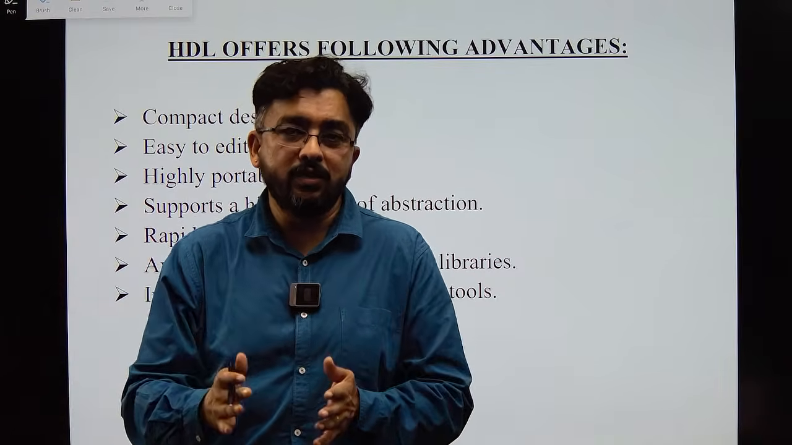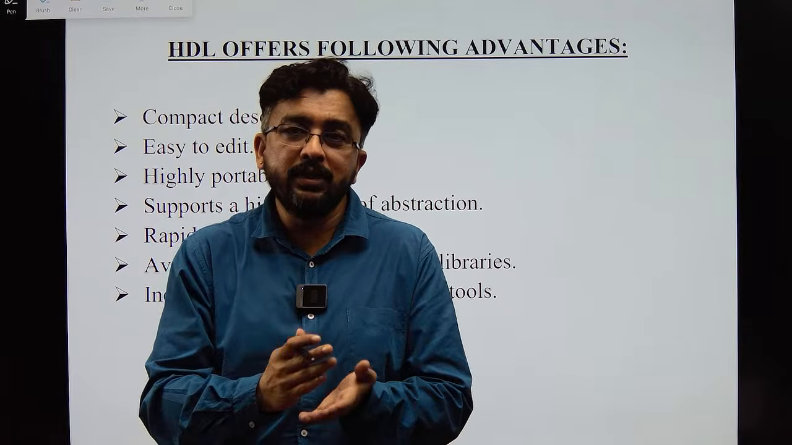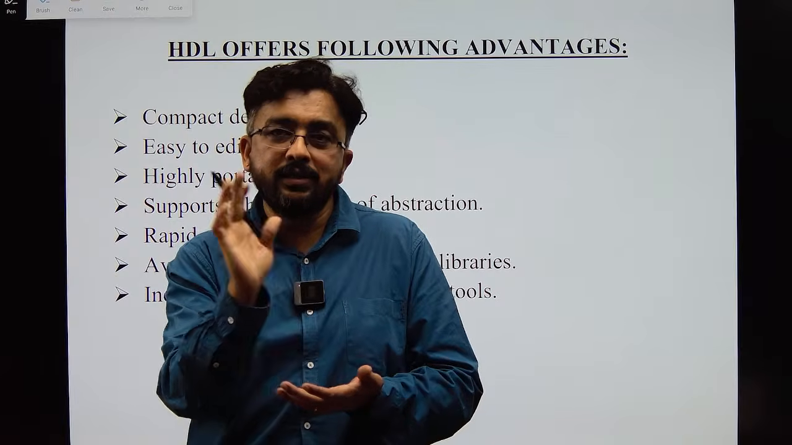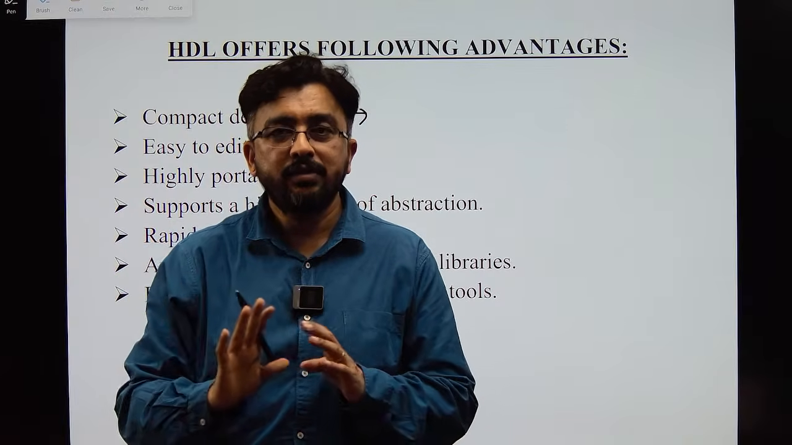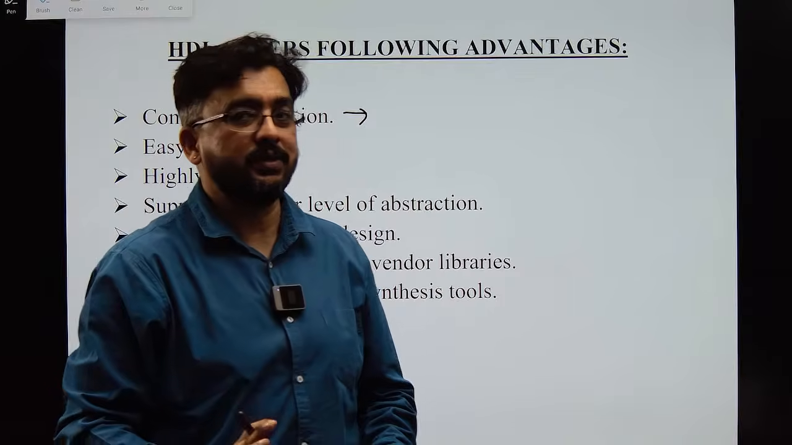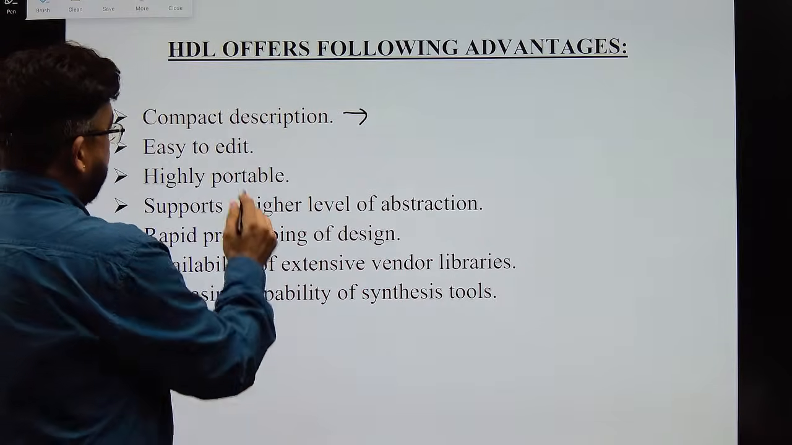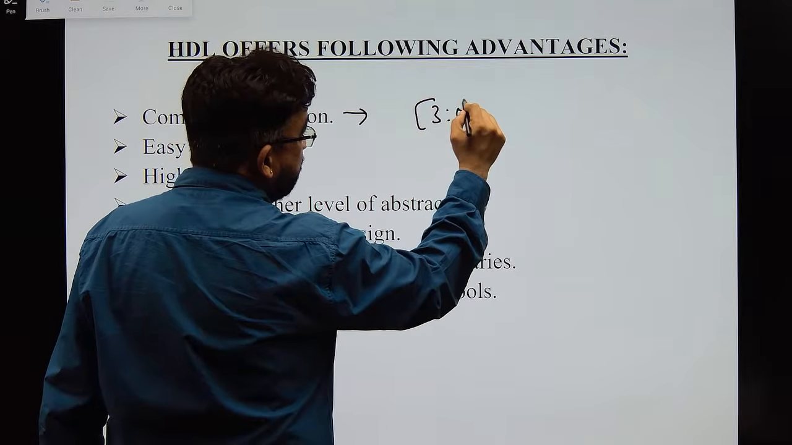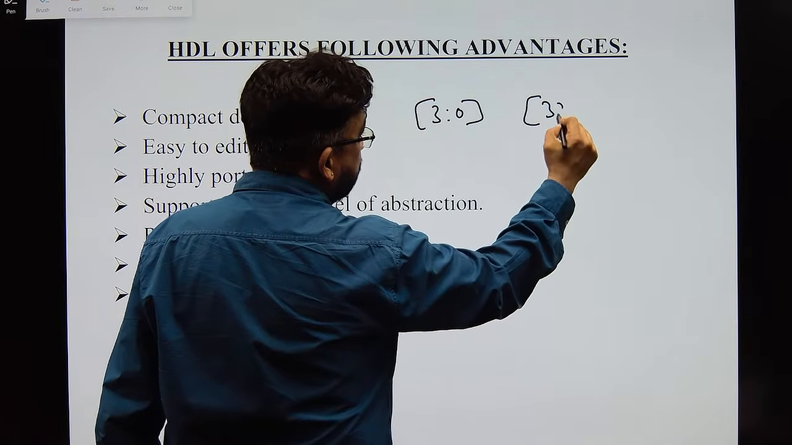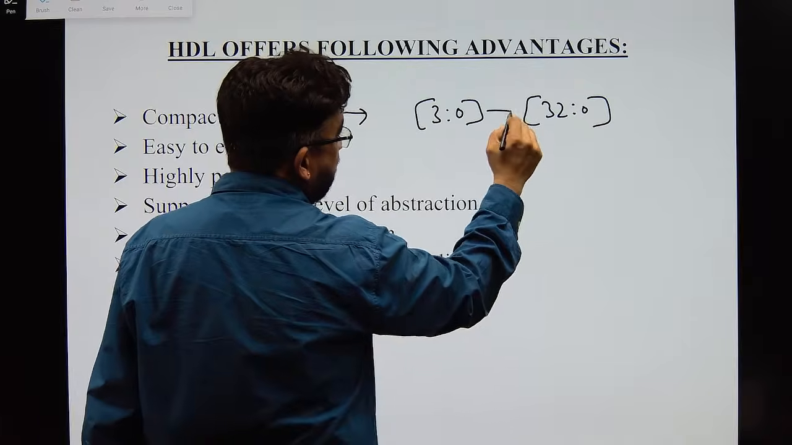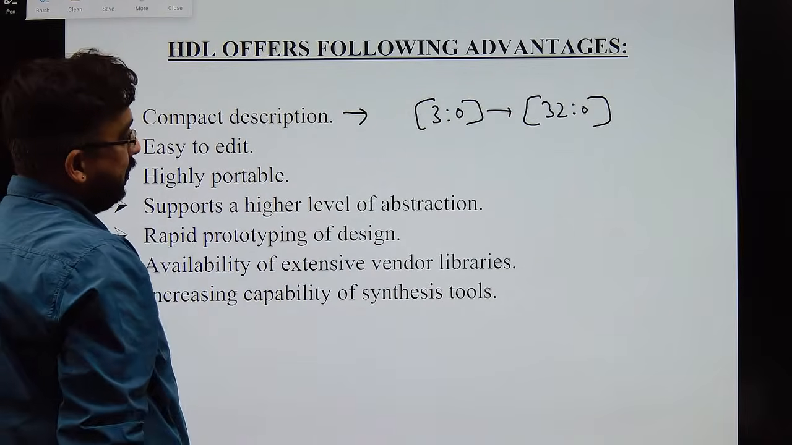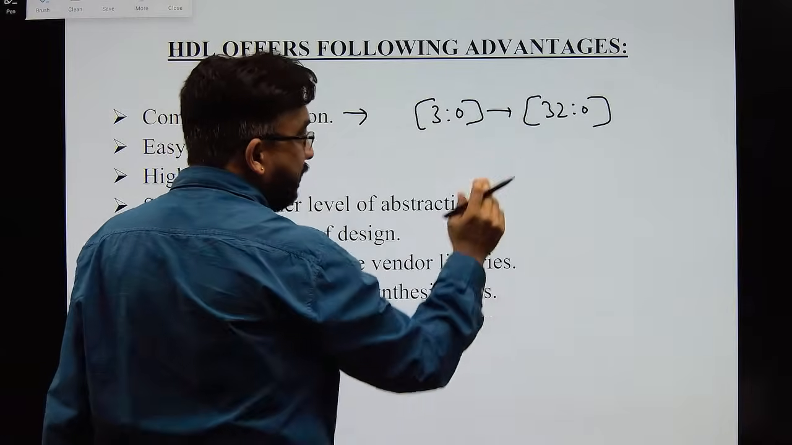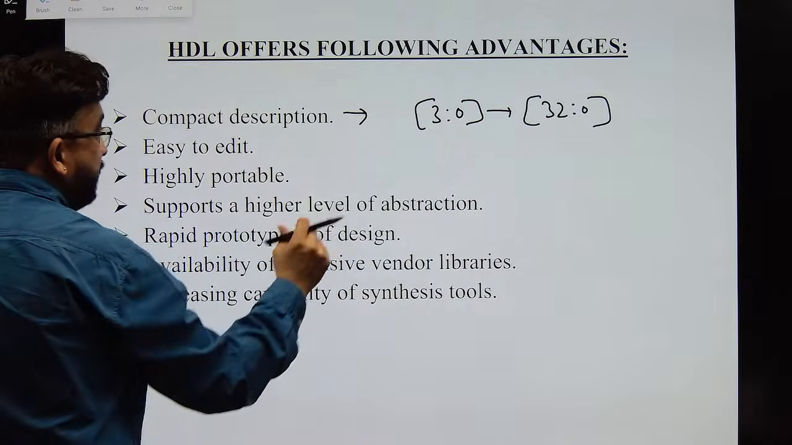But in Verilog, if you want to design a 4-bit counter to a 400-bit counter, you just have to make a change in the vector, in the bus. That's all. That is called a compact description. You have to make just a change in vector to 32. What is this? We will discuss. So a 4-bit counter to a 33-bit counter, you can easily design with the help of coding. This is called compact description.